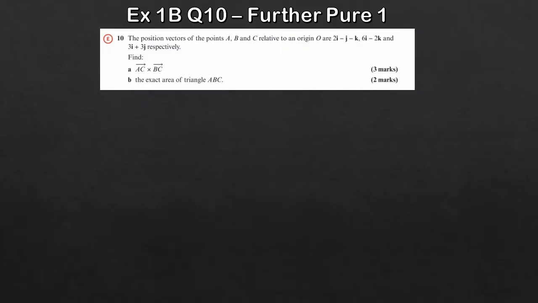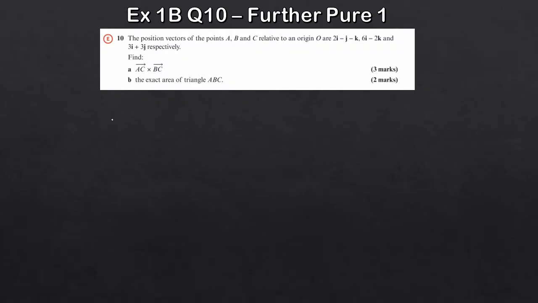So this is from exercise 1B, question 10. And what we've got here is some position vectors, A, B and C, which are relative to an origin. And the first question asks us to find this cross product here. So we've got to find the cross product of the vector AC crossed with BC. And then using that information, we need to find the exact area of the triangle ABC.